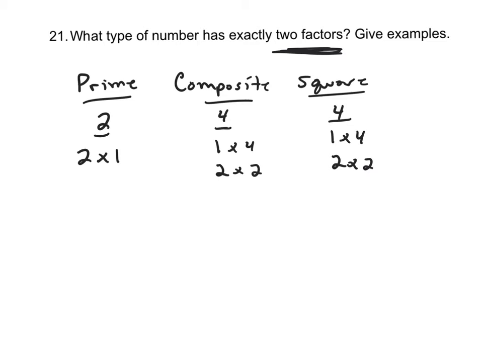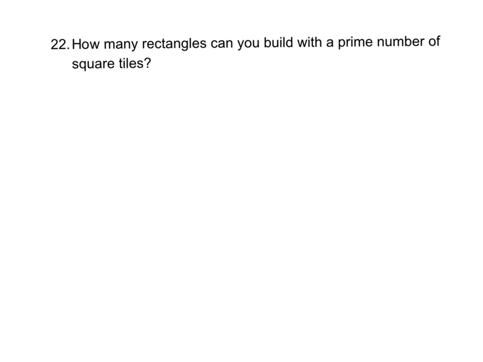Let's find another number that we know to have 2 factors. How about 3? So that would be 3 times 1, or 1 times 3. How about 7? 1 times 7, or 7 times 1. So prime numbers have 2 factors, and there's several examples.